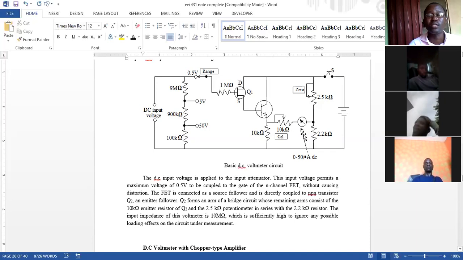Now take note of something. We are dealing with a voltmeter. We're actually measuring voltage. But basically what the device does is to convert that voltage into a current and use the current to move a meter. But that meter will be calibrated as metering voltage.